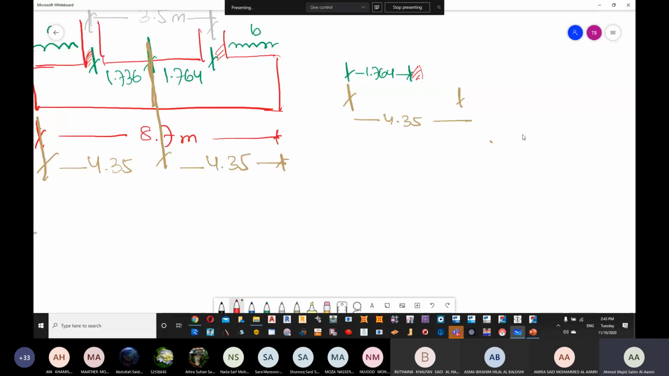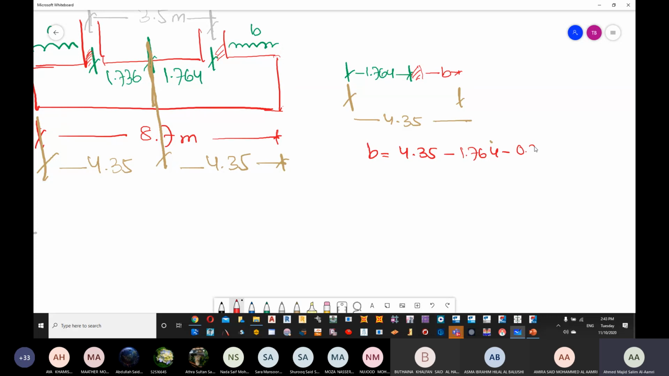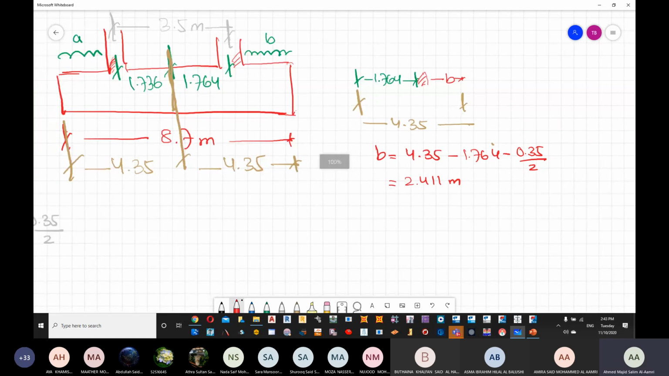Now, can you check whether the screen is black? Can you see the screen now? Okay. So we need to calculate B. B is equal to 4.35 minus 1.6764 minus 0.35 divided by 2, and this is going to be 2.411. Can you confirm? Are we fine?